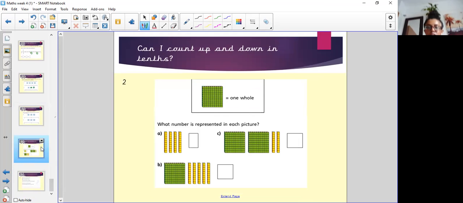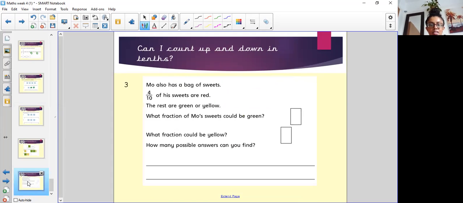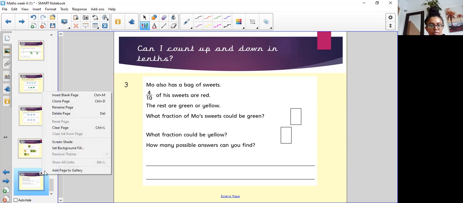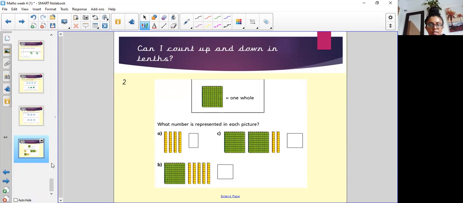Have a go with what number is represented in each picture. So you know that this is a whole. So have a think, what number is represented in each picture? What do you already know about this from the classroom? And finally, no, we've done this question, so I'm going to remove that from there. So there you have your activities for today.